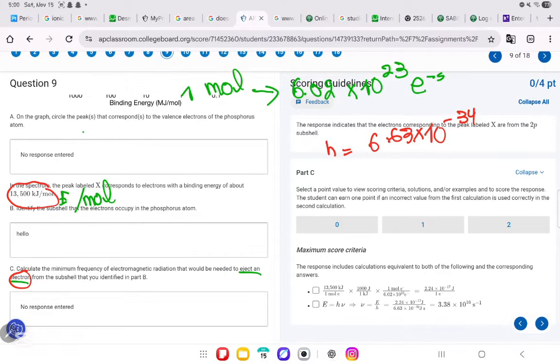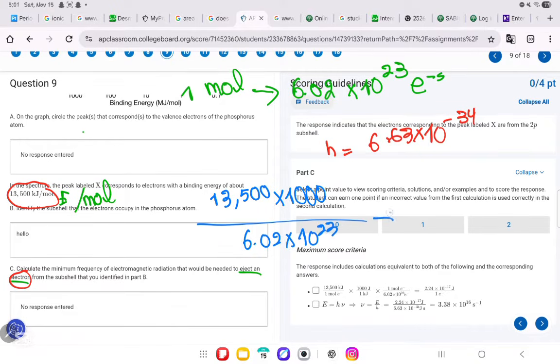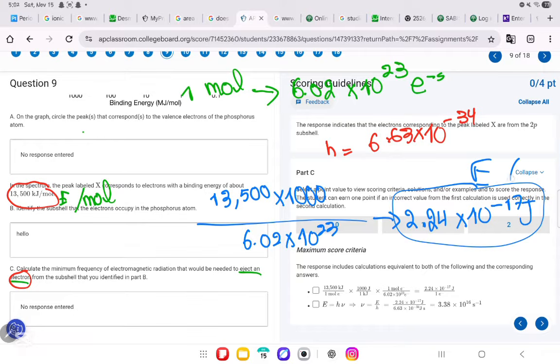So now what do I do? I take 13,500 kilojoules. We need to change it into joules, so we multiply by 1,000. Divided by Avogadro's number, 6.02 times 10 to the power of 23. What will I get? I'll get as my answer 2.24 times 10 to the power of minus 17 joules per electron. So this is now my E per electron.